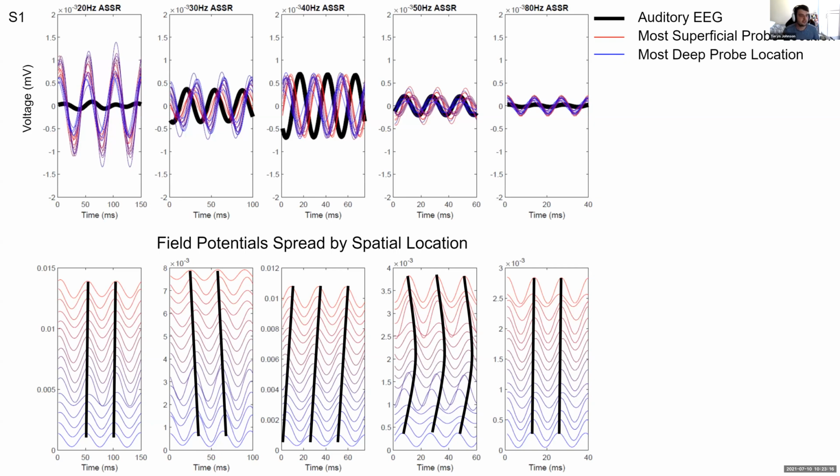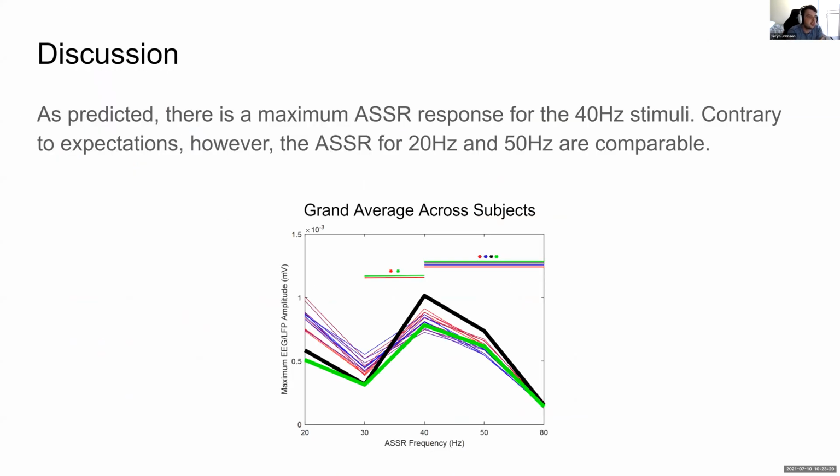Another question we have is if the EEG and LFP amplitudes co-vary. As you can see here, however, the strength of the EEG signal does not seem to have a consistent relationship with LFP strength, at least in this particular day.